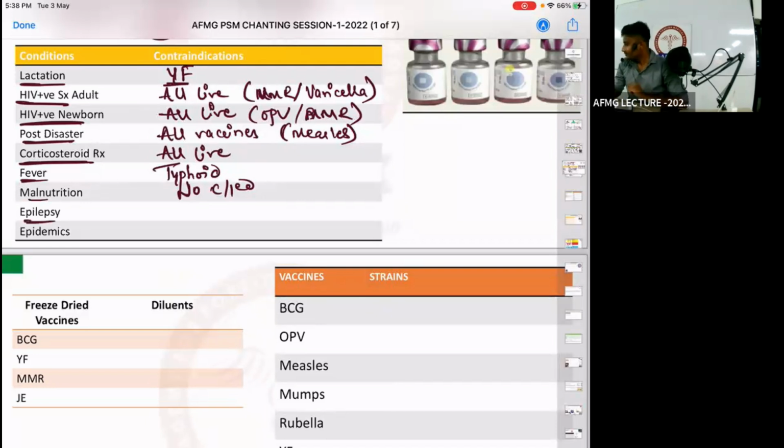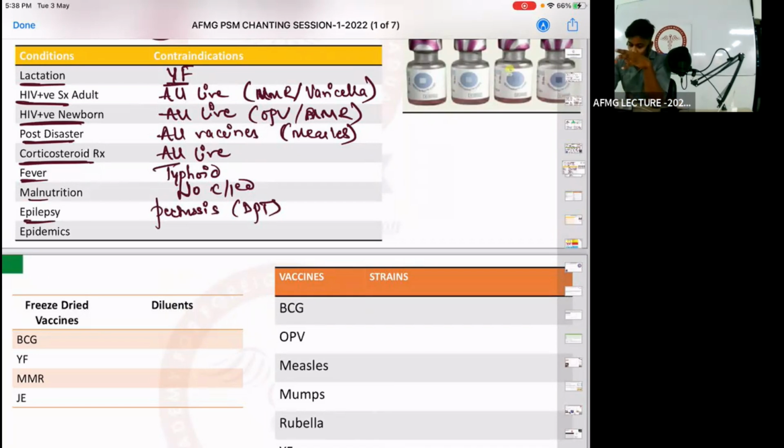Epilepsy. To be specific, it is pertussis, that is your DPT vaccine that is contraindicated. During epilepsy, which vaccine is contraindicated? DPT, because pertussis can cause neurological manifestations in the patient.